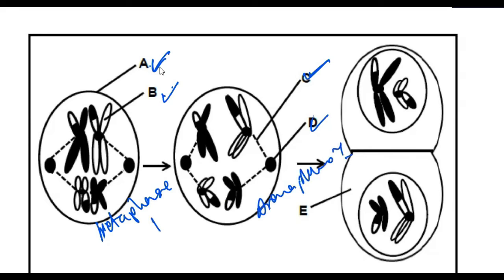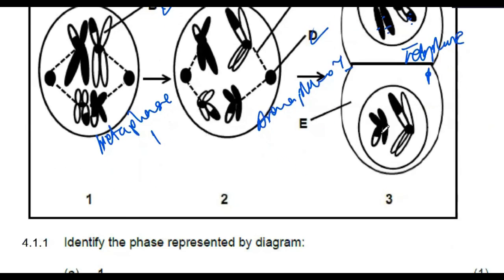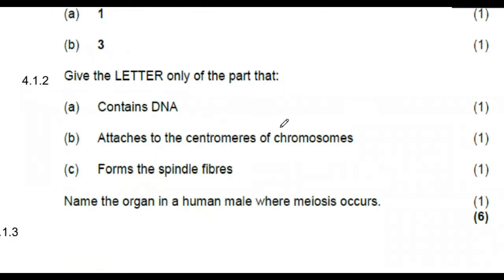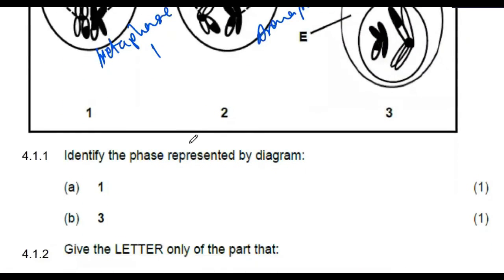Why? Because chromosomes are separating. What about this? This is telophase 1. Why? Because they are chromosomes which are still double-stranded. Or it could be the beginning of prophase 2. So you see that once you name these, you are able to answer this question. What is phase 1? We have seen it is metaphase 1. What is 3? We have seen it is telophase 1.